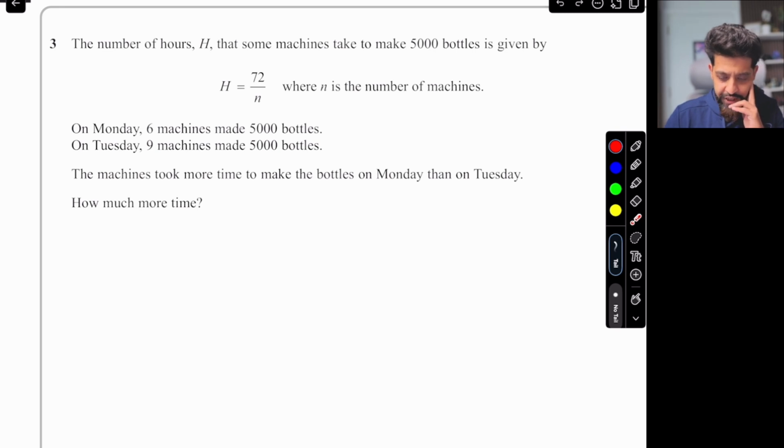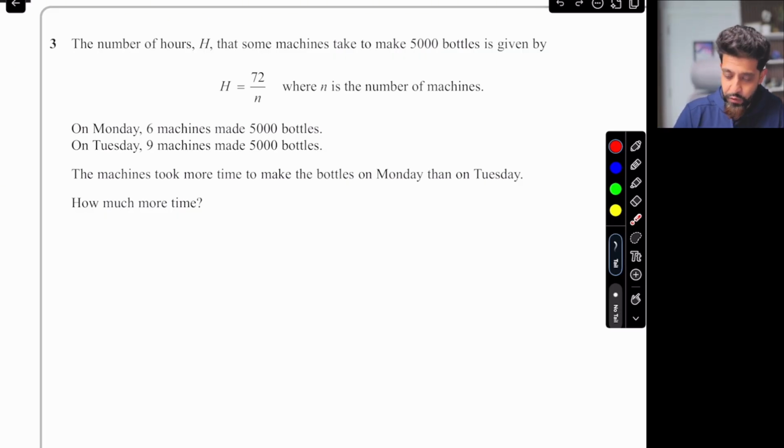So the number of hours H that some machines take to make 5,000 bottles is given by H is equal to 72 over N, where N is the number of machines. On Monday, 6 machines made 5,000 bottles. On Tuesday, 9 machines made 5,000 bottles. The machines took more time to make the bottles on Monday than on Tuesday. How much more time?